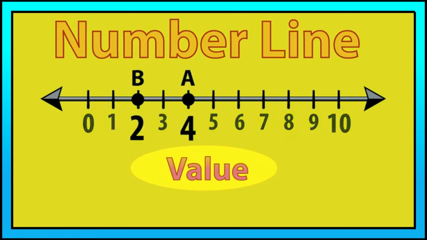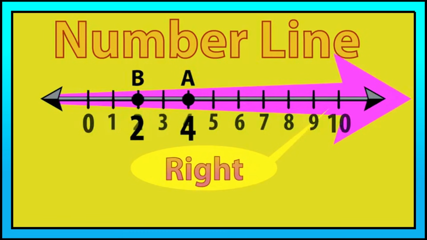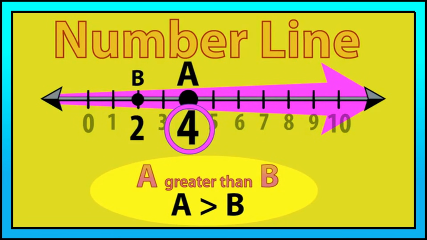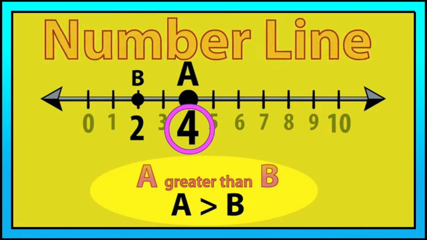Which is greater, point A or point B? Point A is to the right of point B, so point A is greater than point B. Number lines.